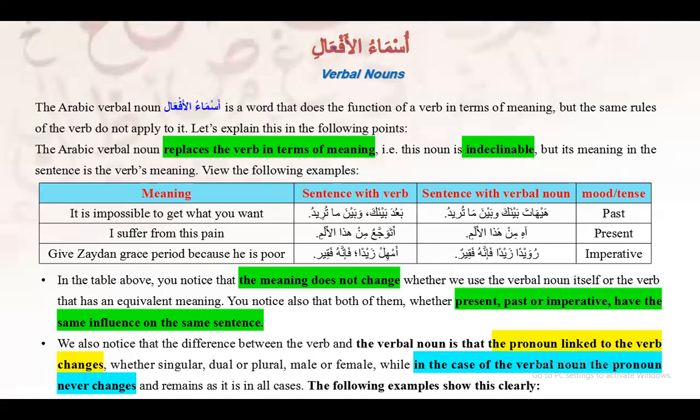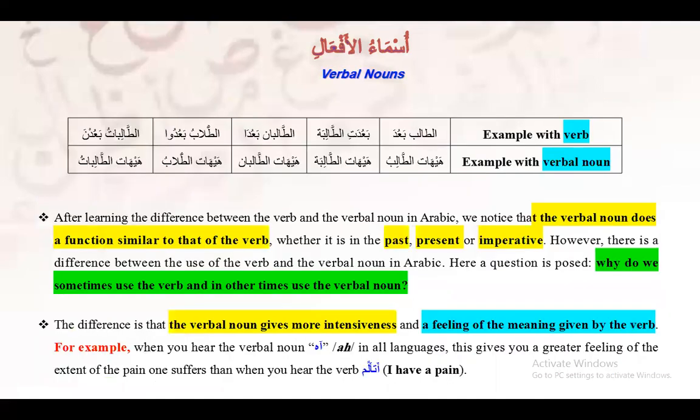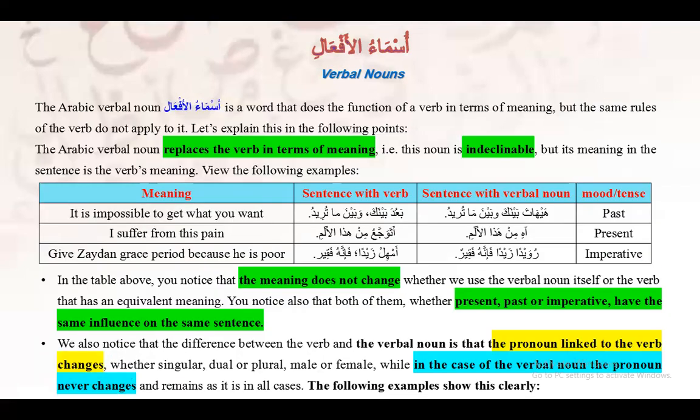There is also the imperative, like رويدا زيدا فإنه فقير, which means أمهل زيدا. رويدا is a verbal noun, but the meaning is the same as أمهل. أمهل زيدا فإنه فقير means give Zayd a grace period because he is poor. It is in the imperative tense.